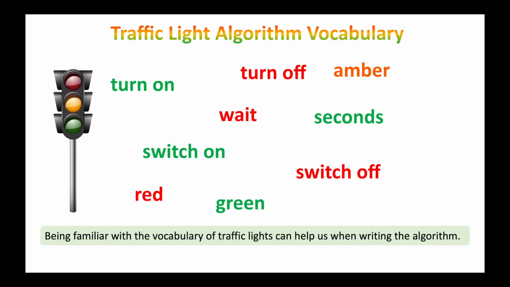So here we have some traffic light algorithm vocabulary, and being familiar with the vocabulary of traffic lights can help us when writing and understanding the algorithm. So we have turn on and turn off. We then have wait and seconds, so that's to do with time. We've got switch on and switch off, because if the green light is switched on, the other two lights have to switch off. And then we've got the colours, which are red, green and amber.